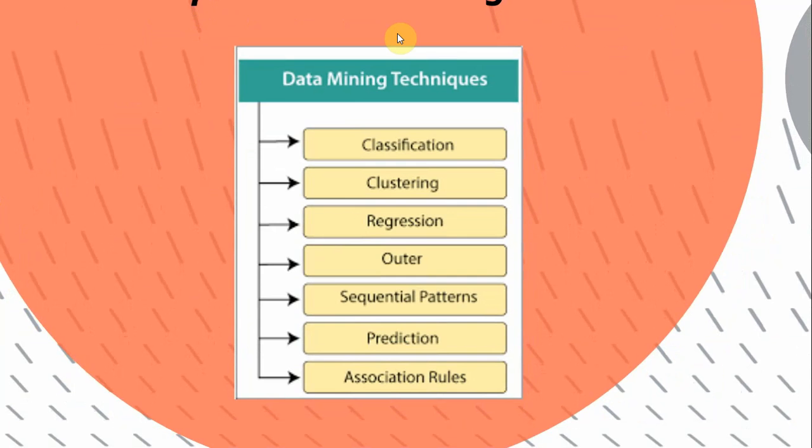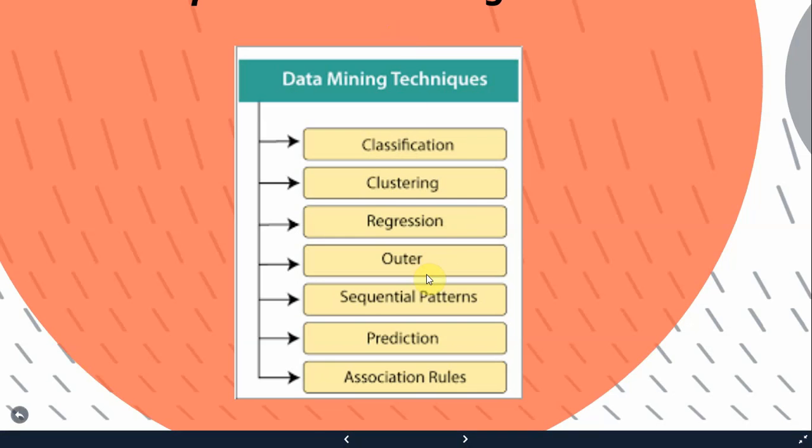So there are various data mining techniques which fall under these two categories and we are collectively studying them. Today we will be discussing only classification and clustering in brief. In the later lectures we will go into a detailed study of all these techniques. So the data mining techniques are classification, clustering, outlier detection, sequential pattern predictions and association rules.